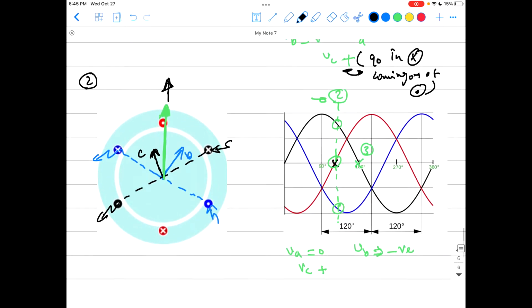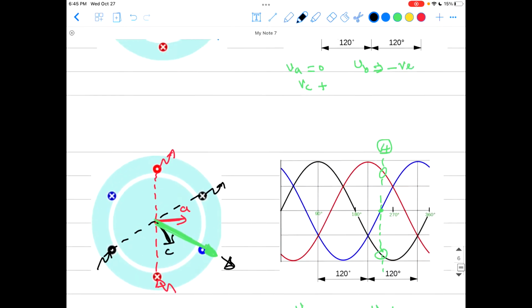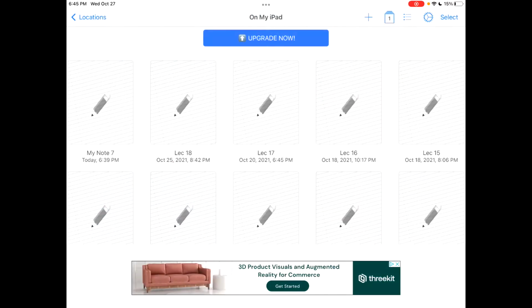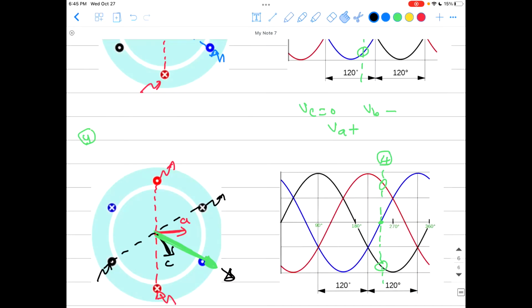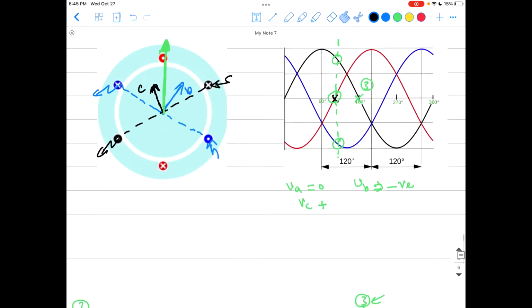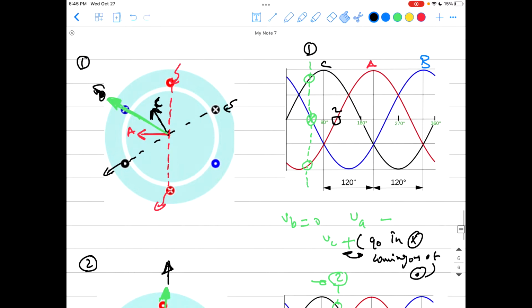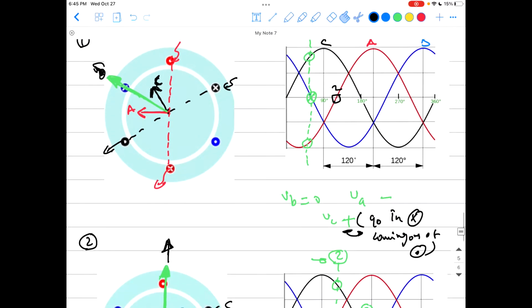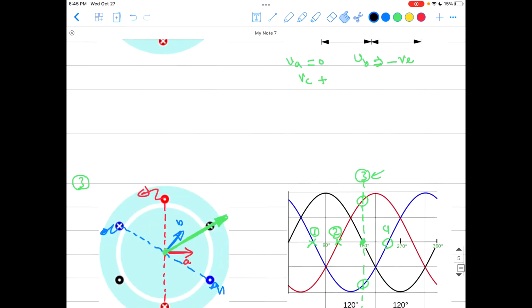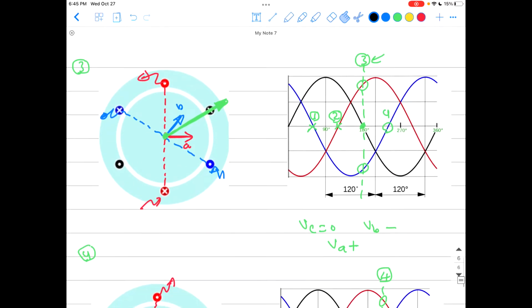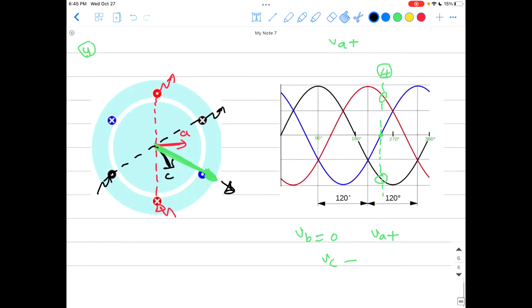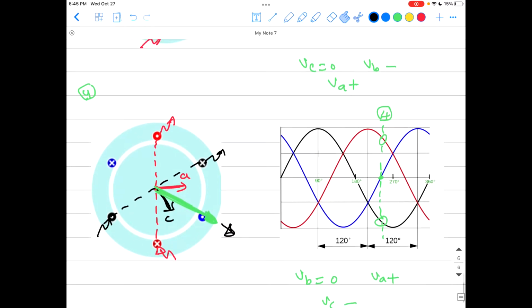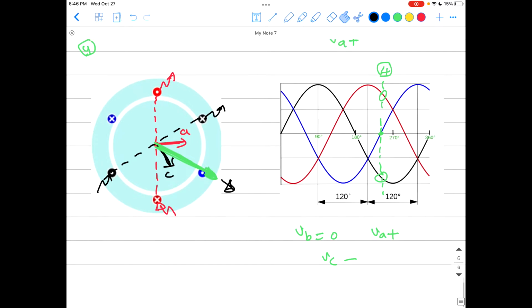Okay, guys? I think I'm missing something here. Yeah, it's 3. So that's from here. That's instant number 1. Look at the green arrow. Now it's up here. Now it's on the northeast side. Now it is on the southeast side. It's rotating, guys. Okay? That's what I'm saying.